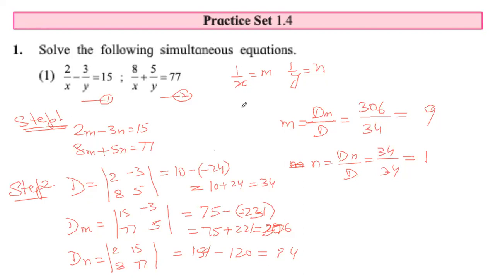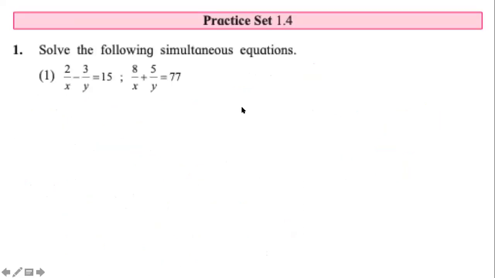So cleaning the screen. We got m equals to 9, n equals to 1. Step number 3, we have to substitute back to the original values. So we can write 1 by x equals to 9 and 1 by y equals to 1. Now solve these things and tell me what is x, what is y.